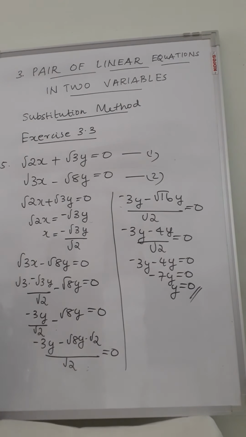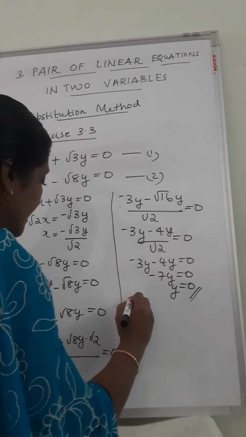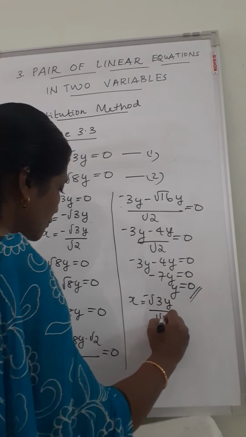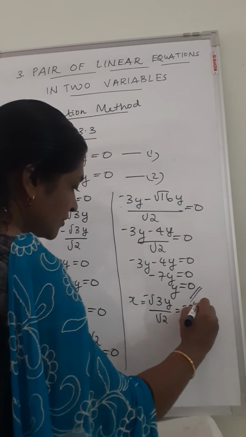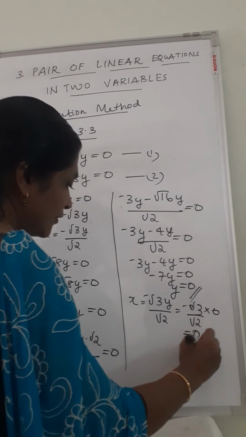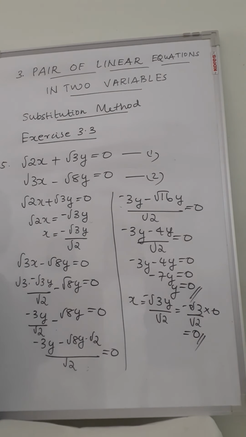Okay. Then find the value of x. Then x is equal to minus root 3y by root 2, which is minus root 3 by root 2 into 0. That is value of x is equal to 0. That is x is equal to 0, y is equal to 0 is the answer. Okay.